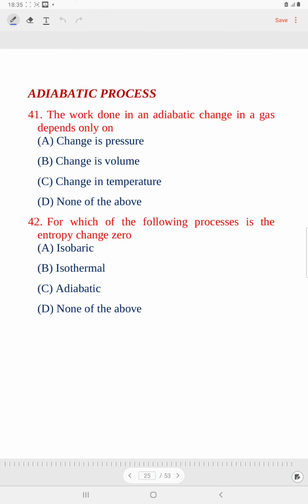Welcome students. Now let us continue the CET questions on thermodynamics. Right now I am in adiabatic process related questions. Now it's question number 41.